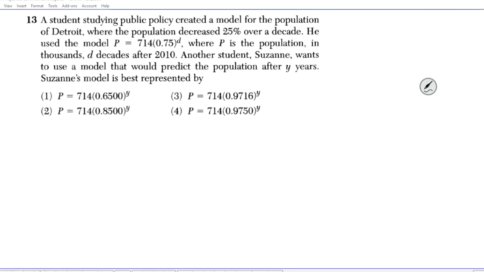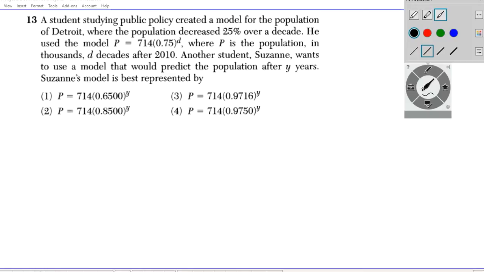Alright, let's take a look at question 13. It reads, a student studying public policy created a model for the population of Detroit where the population decreased 25% over a decade. He used the model P equals 714 times 0.75 to the D, where P is the population in thousands, D decades after 2010. Another student, Suzanne, wants to use a model that would predict the population after Y years. Suzanne's model is best described by. So what we're doing here is we're carrying out a conversion in the unit of time.